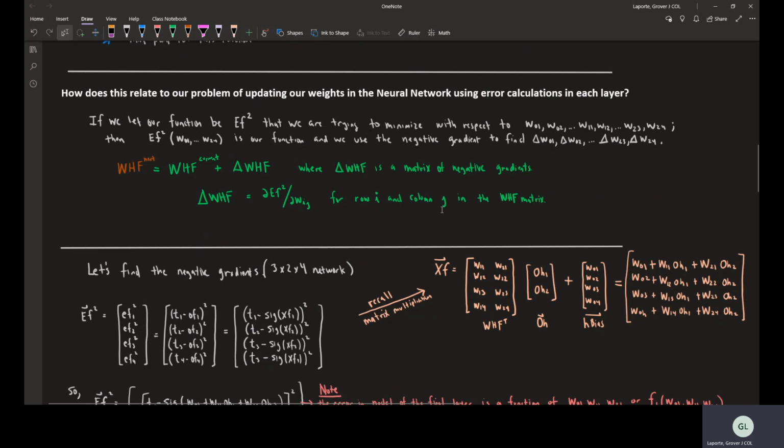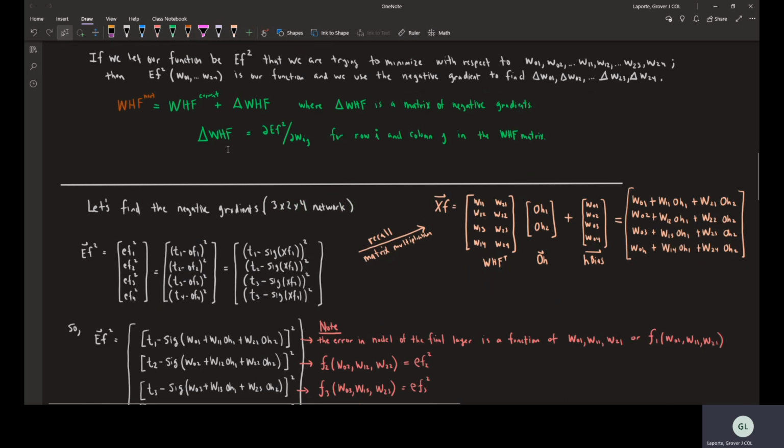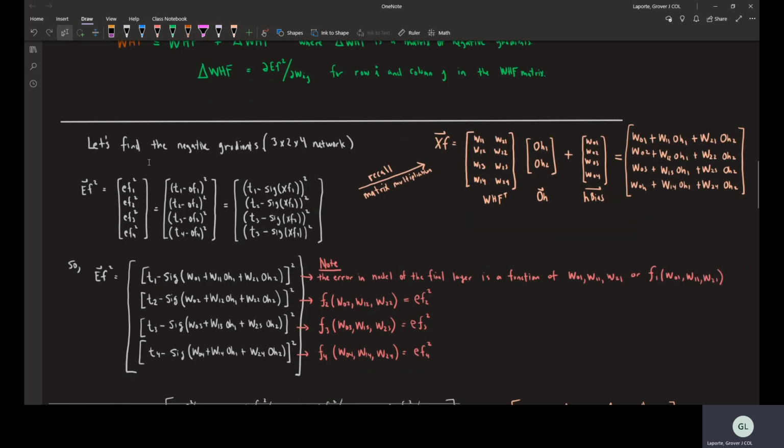So let's find this delta WHF. The way that we do that is we just set it up, right? For this 3, 2, 4 network, I'm going to say EF squared is just each one of these terms squared. And then I'm going to substitute in what the calculation in our forward propagation does. So for example, our error term is just T1 minus OF1. And I know how to calculate OF1. Well, that's just the sigmoid of XF1.